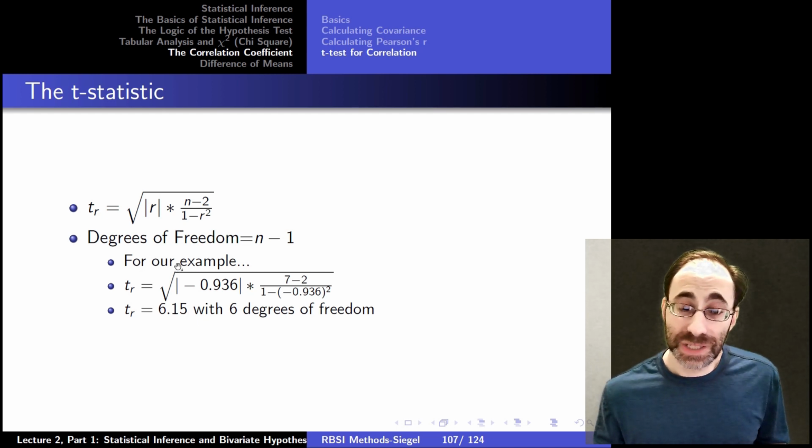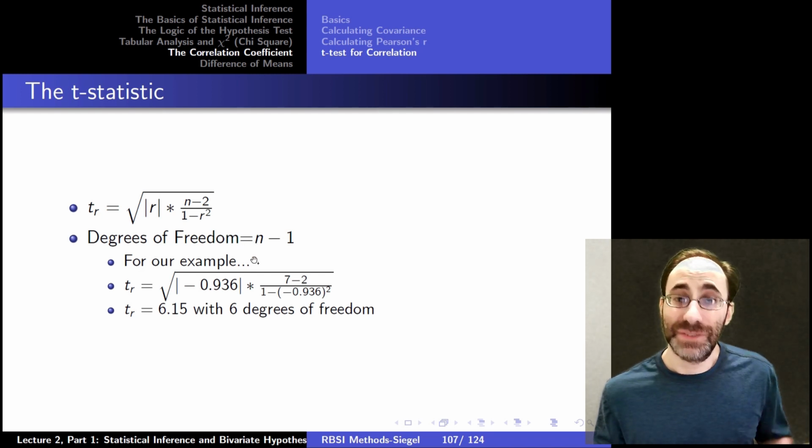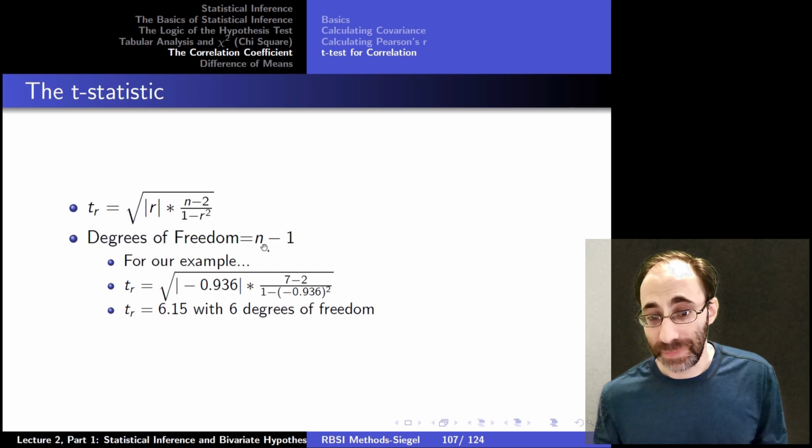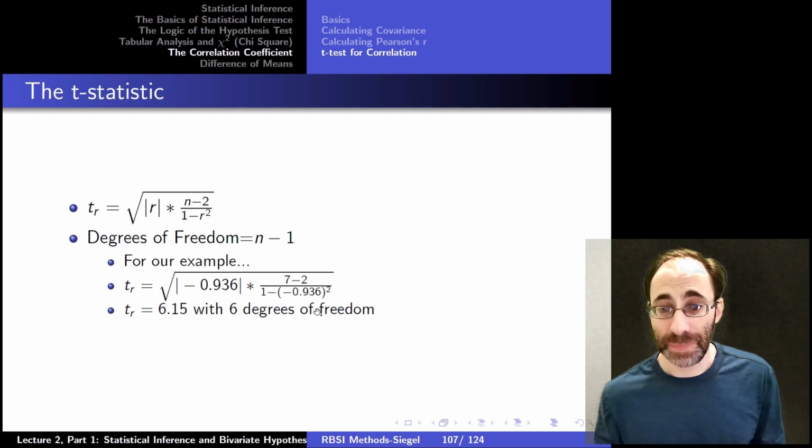The degrees of freedom for this are your data points minus 1. So we have 7 data points minus 1. So you have 6 degrees of freedom. So this is our test statistic and our degrees of freedom.